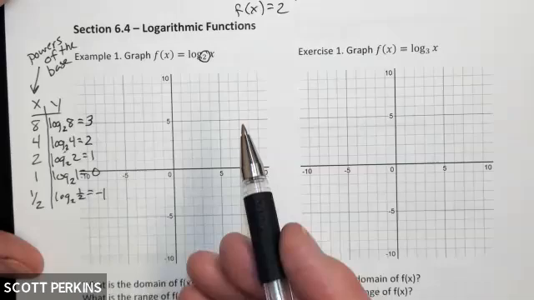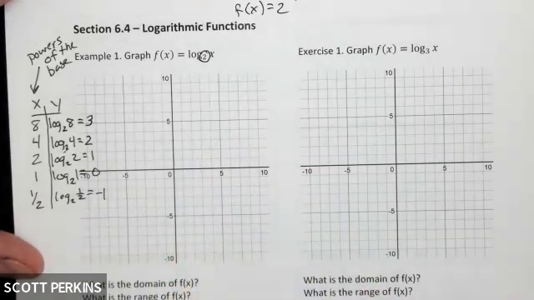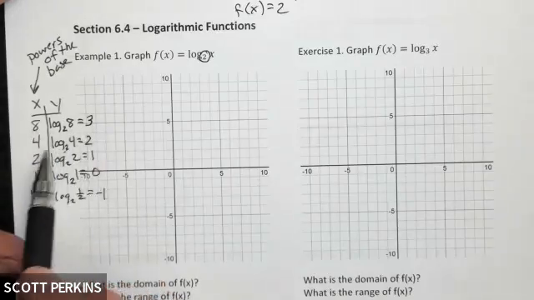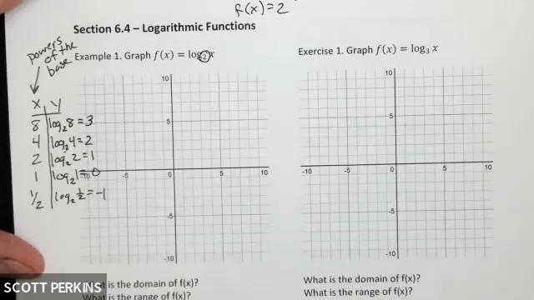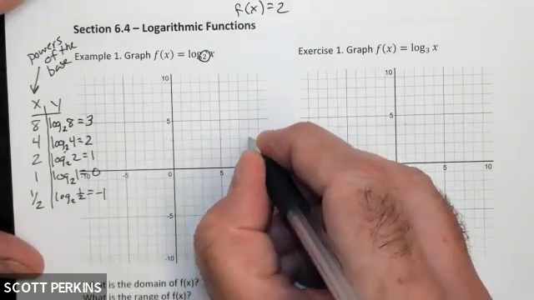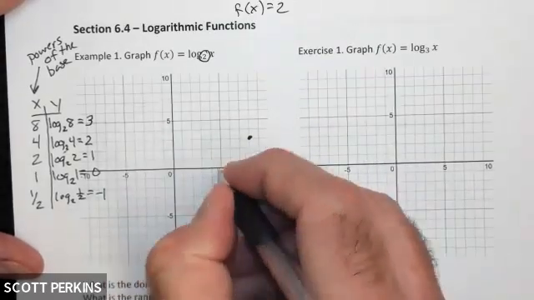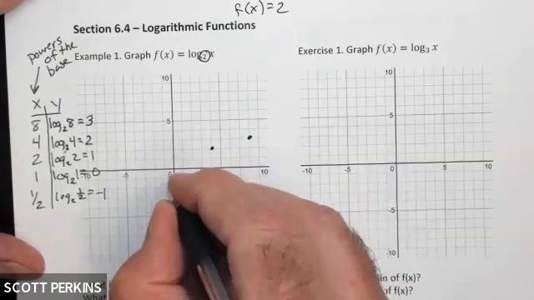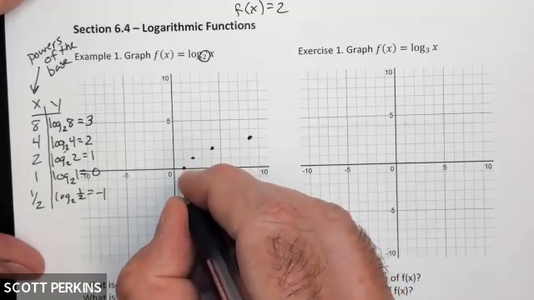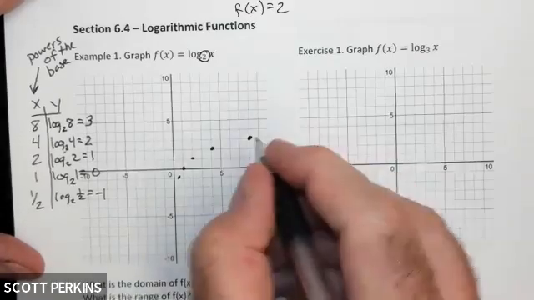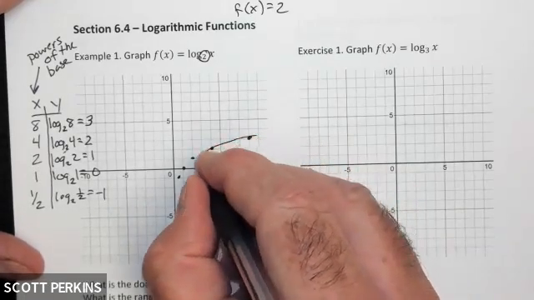And these values should look fairly familiar. If you go back again in your notes to section 2, when we first started graphing the inverse, this is just what we got when we flip-flop the values of the exponential graph. So now I will go ahead and plot the values. I've got 8 and then 3. So I'm going to make a dot right there at 8, 3. I've got 4 and 2. I've got 2 and 1, 1 and 0, and then 1/2 and -1. And so this is my logarithmic graph.